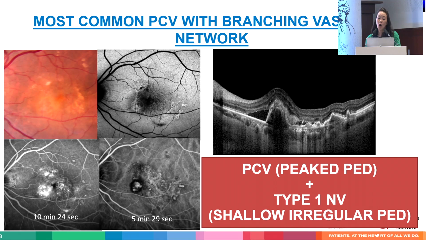One of the most common presentations is that PCV has branching vascular networks with a type 1 neovascularization, which is underneath the RPE. But PCV can also occur with other types of neovascularizations. You can see here, this is the PCV lesion. This is the type 1 branching vascular network.